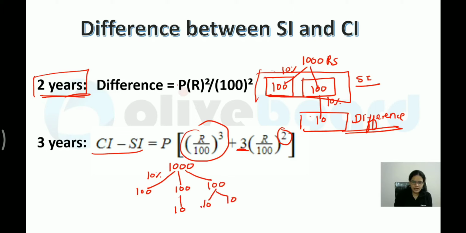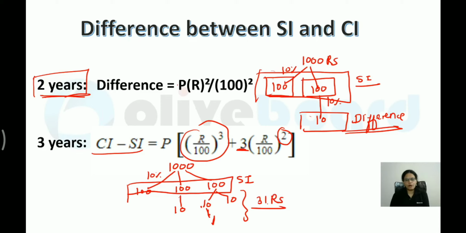This is how your diagram looks like. Again, you have to take 10%. So this will become 1. Now you know that all these three values are nothing but the simple interest over here. So how much would be the difference? Difference would be 31 rupees. So same formula you can apply and calculate the difference over here.